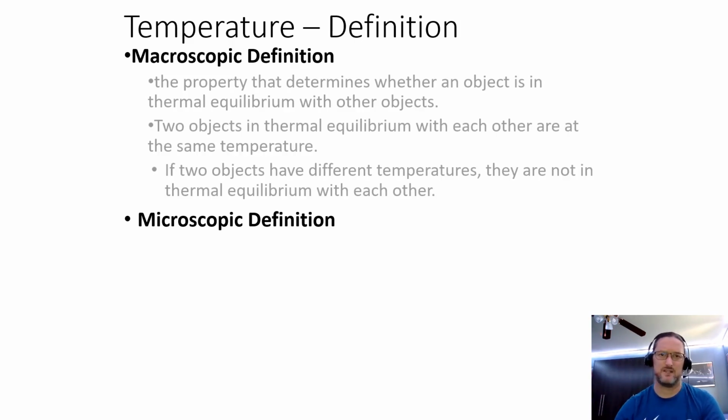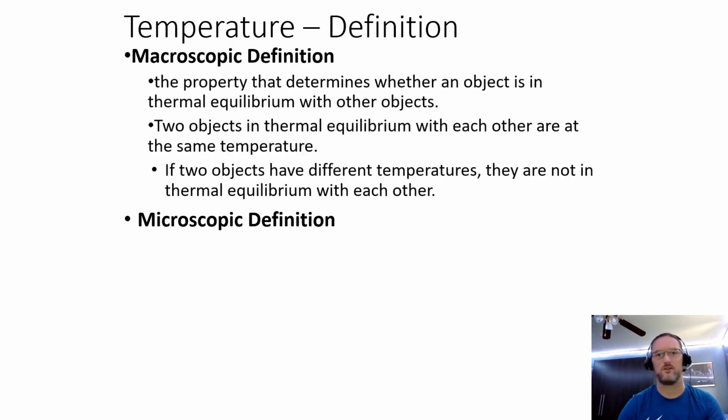Macroscopically, it's a property of a material or a system that determines whether things are in thermal equilibrium with other objects or other systems. If two objects have different temperatures, they're not in thermal equilibrium, and there'll probably be some energy exchange, spontaneous, as it turns out, that just happens. The thing with more energy, that's at higher temperature, will give energy to the thing at lower temperature.